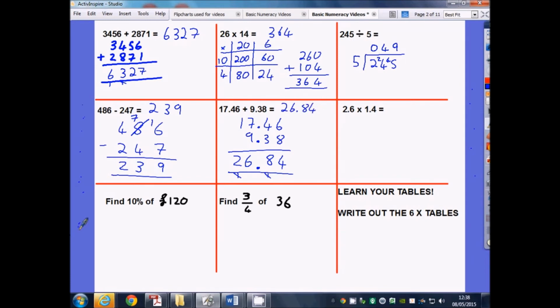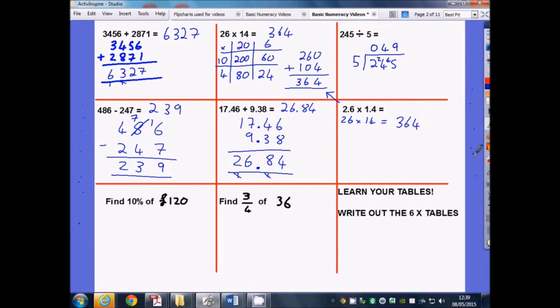Now, hopefully you noticed I've been a bit sneaky here. On question number 6, 2.6 times 1.4 is very, very similar to question number 2, isn't it? 26 times 14. Now, if I started off with 2.6 times 1.4, what I would actually do is multiply the 2.6 by 10 to give 26, and the 1.4 by 10 to give 14, and then I would use the grid method to solve the problem. But I've already done that.